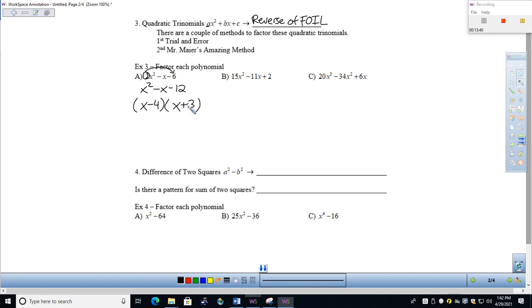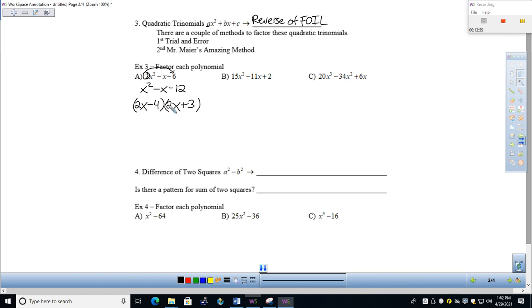Now the problem, of course, is this factored version right here is not of the original expression, because the original expression had the 2x squared. So what I do is I overcompensate. I put the 2 in both slots. And I deliberately do it wrong because I'm unsure of where it goes.